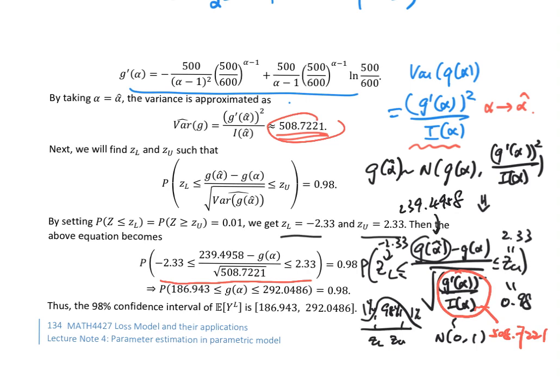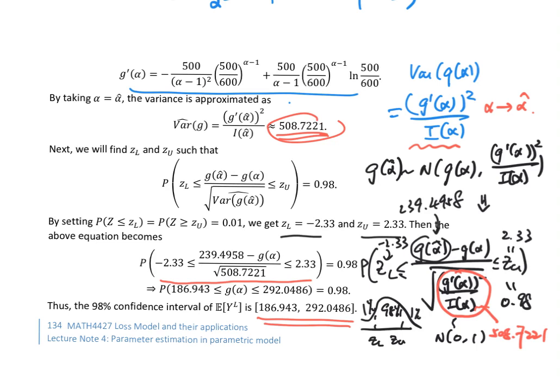Then just by solving this inequality for the G alpha, you will find that G alpha will be between 186.943 and 292.0486. Okay, and this prediction will be true with 98% probability. Then that will be your confidence interval for your expected cost per loss. So this is just another example of how you find the confidence interval for a function of a parameter using this delta method.